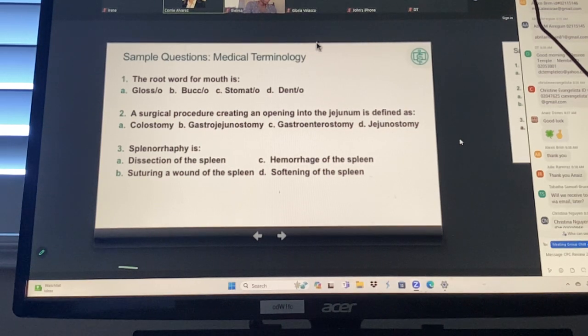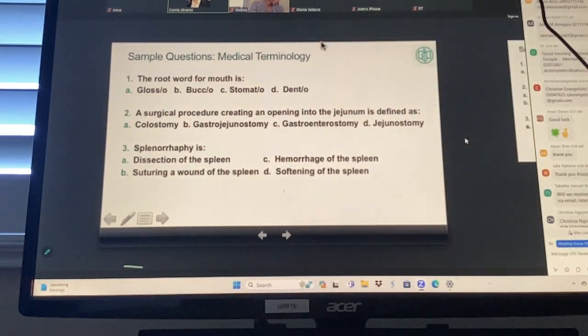Okay, we've got our first answer, so we'll go ahead and look them over. So the root word for mouth is stomato, C. A question like this, if you really think about it, is hoping that you know all four terms. Glosso is tongue, for example, bucco is cheek, and dento is teeth, so stomato is the root word for mouth. A lot of people think that's related to the stomach, of course, because that's what it looks like. All right, so the first one is C.